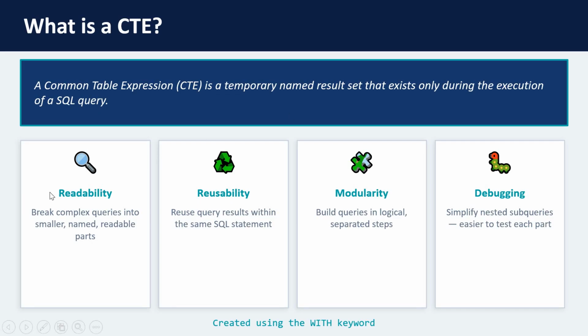So what are the benefits? Readability: break complex queries into smaller, named, readable parts. Reusability: reuse the query result within the same SQL statement. Modularity: build queries in logically separated steps. And debugging: simplify nested subqueries, making it easier to test each part. These are the four advantages of a CTE, a common table expression. We create it using the WITH keyword, and it always starts with the WITH keyword.